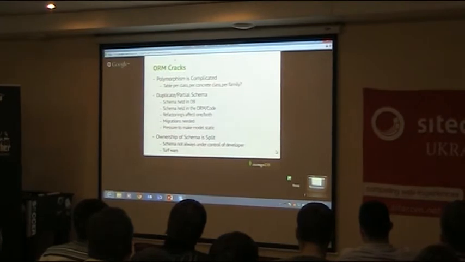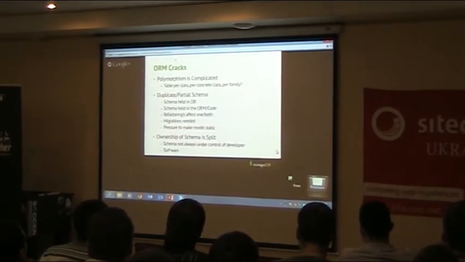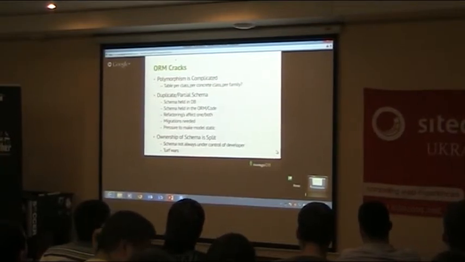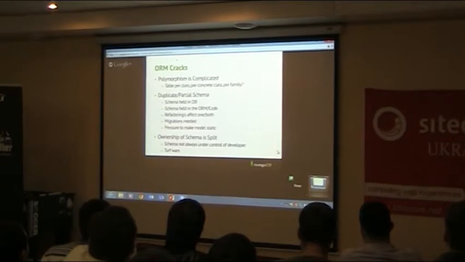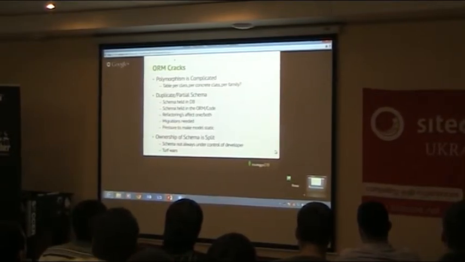So if we have a look, how do we solve things like polymorphism and inheritance? Do we have a single database table per class, or a concrete class, or per family? How do we store that? And different ORMs will store it and deal with the problem differently.